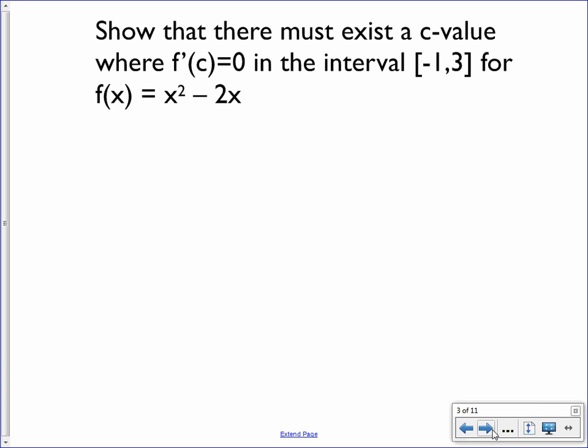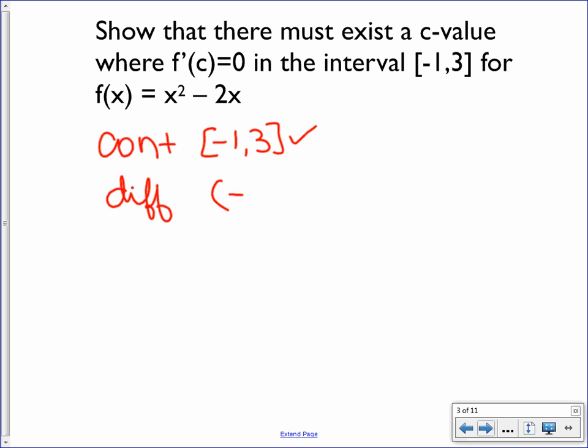on the interval from -1 to 3. Set it equal to 0. Okay, now, if we are going to use Rolle's theorem, we have to make sure what? It's continuous. Okay, are we continuous from -1 to 3? Yeah. Are we differentiable from -1 to 3? I believe so. Yes. It's a polynomial, so it's an easy example, right?